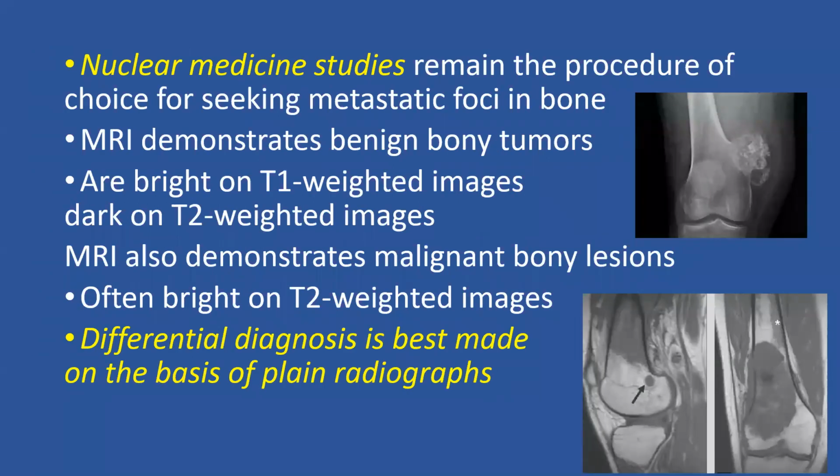Coming to nuclear medicine. Nuclear medicine studies remain the procedure of choice for seeking metastatic foci in bone. MRI demonstrates benign bone tumors, but nuclear medicine has its place. They are bright on T1 weighted images and dark on T2 weighted images. What are these? The benign bone tumors. So you have to think of this. You have to know it.